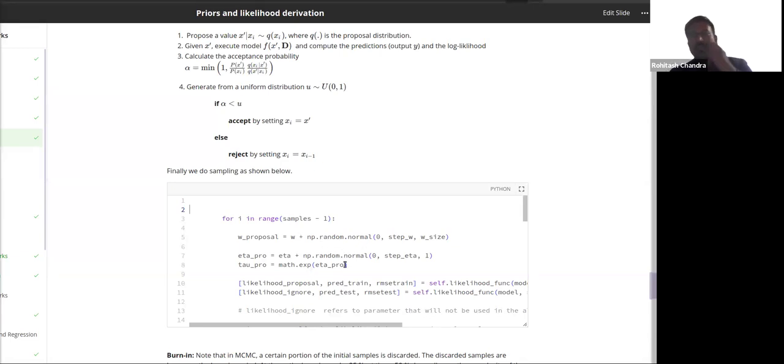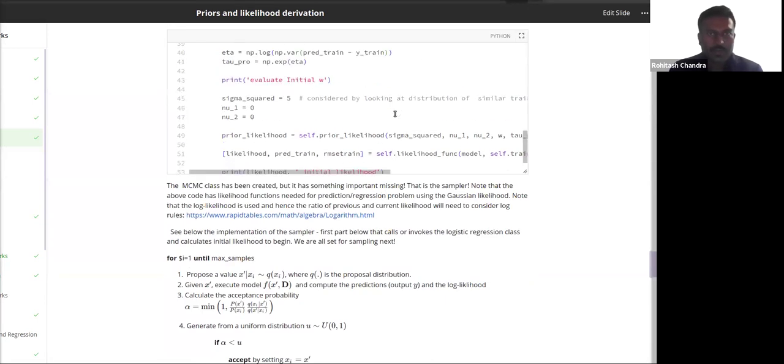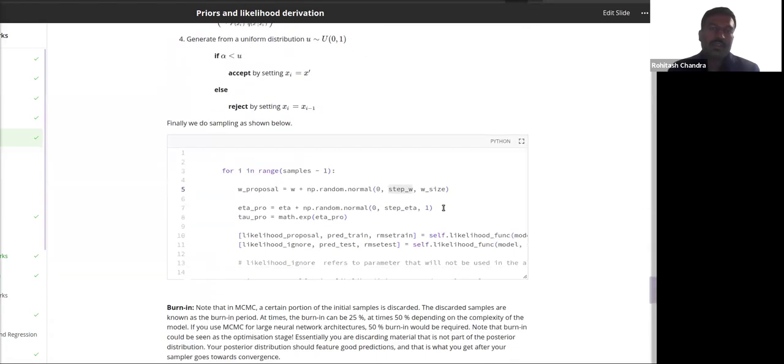So here, for the weights which we initialized, we do a random walk. When you do a random walk on the weight, you have a mean of 0, and the step size is user defined. The step size of the weight is 0.02, and the size is the number of weights and biases, which depends on the size of the linear model. Whatever the initial set of weights and biases were, we have added some random noise, and that's your weight proposal. A similar thing we have done for the eta proposal. Because we are doing a random walk proposal, we just added some random noise and took an exp to get our tau proposal.